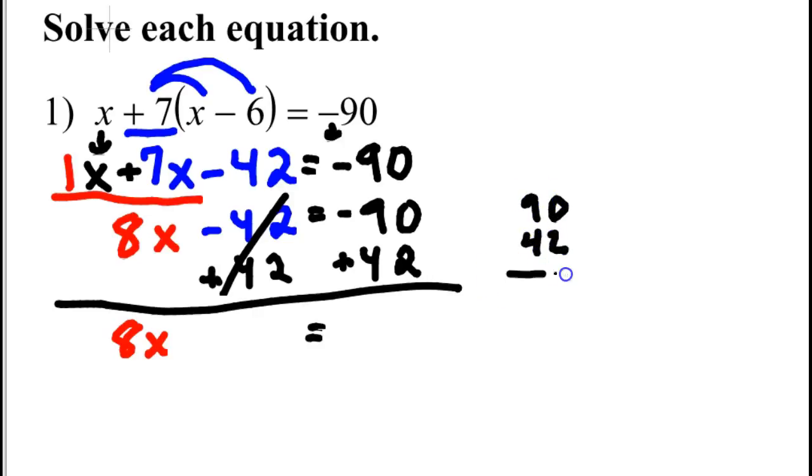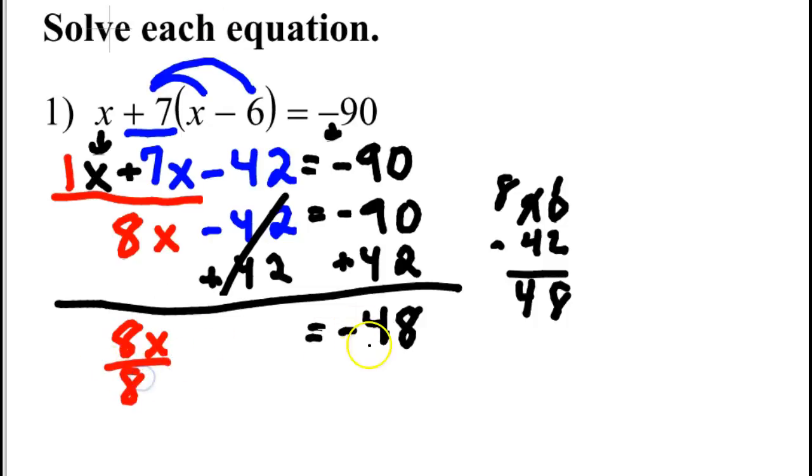So we got 90 minus 42. So we'll get 8. And 8 minus 4 is 4. So we get negative 48. And lastly, divide by the coefficient. X equals negative 6.